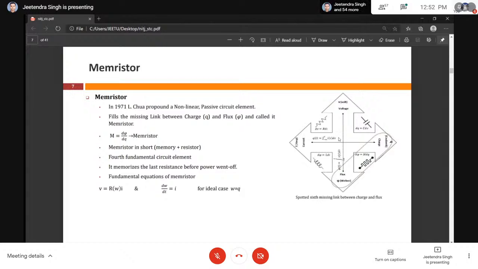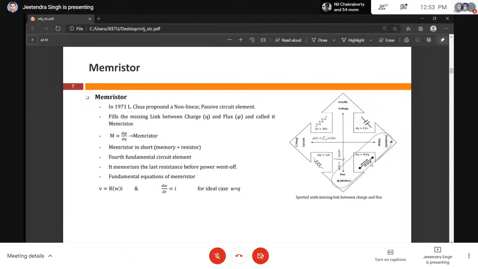We can see that voltage and current are linked by the resistance. Also, we have the relation between the flux and the current by the inductor. Also, we have the relation between the voltage and the charge by the capacitor. We can also link the voltage and the flux by Faraday's law, and current and charge by the continuity equation, that is I equals dq by dt. But there is no direct relation between the charge and the flux.